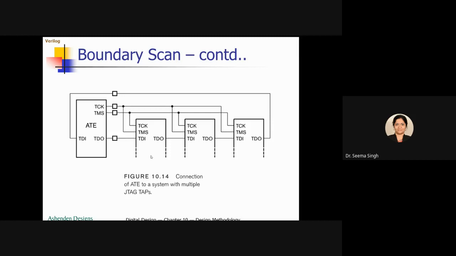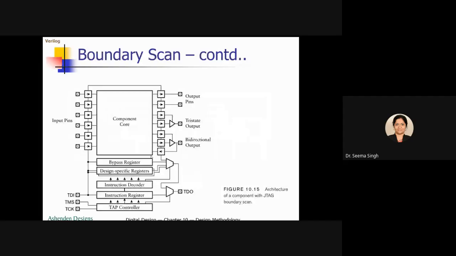Okay, so the test logic, and what happens when the TAP controller governs the operation of the test logic. What you can see in this is that there are a number of registers for test data and instruction. See, you can see here, this is the TAP controller.